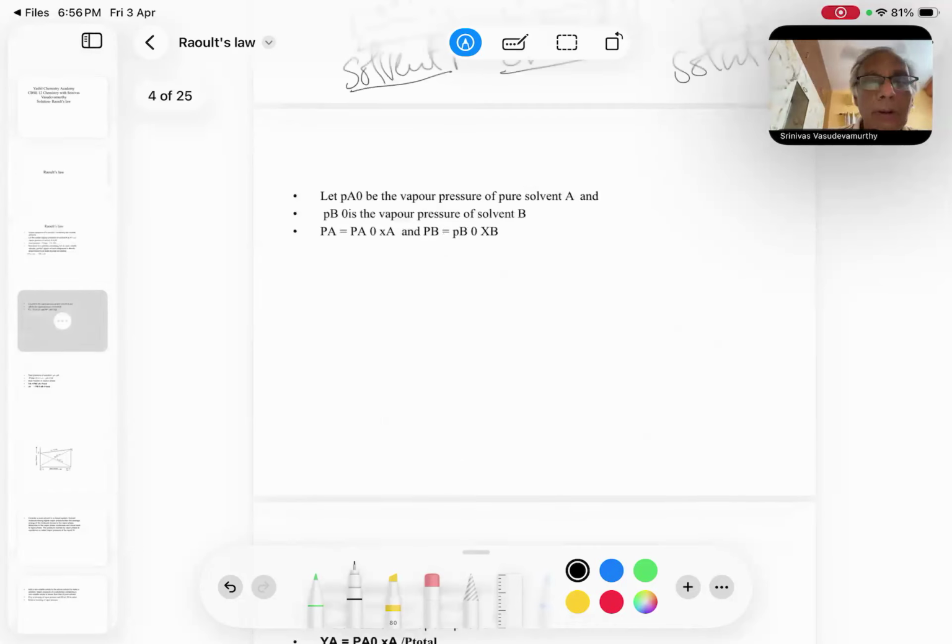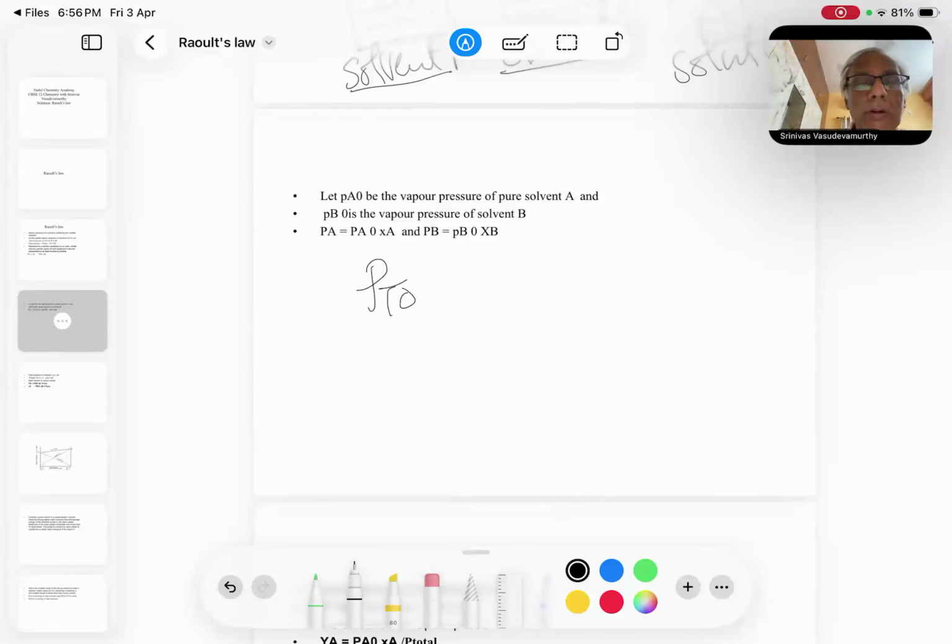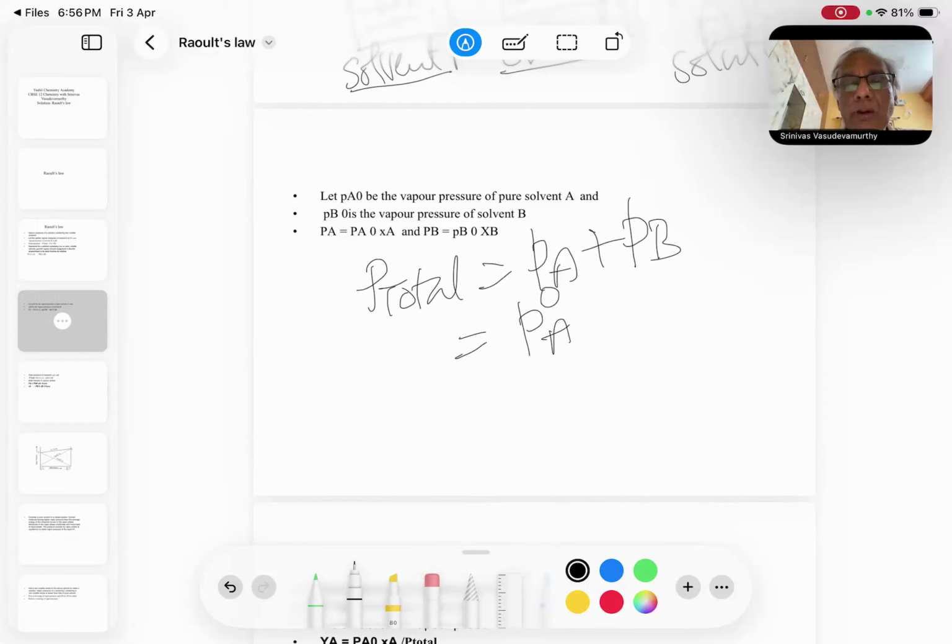Total pressure is PA plus PB here. P total, the total pressure of this solution, I want to find out. P total is equal to the partial vapor pressure of A in the solution AB plus the partial vapor pressure of B in the solution AB. PA is P naught A into mole fraction of A, plus PB is P naught B into mole fraction of B. This is the total pressure in the solution.